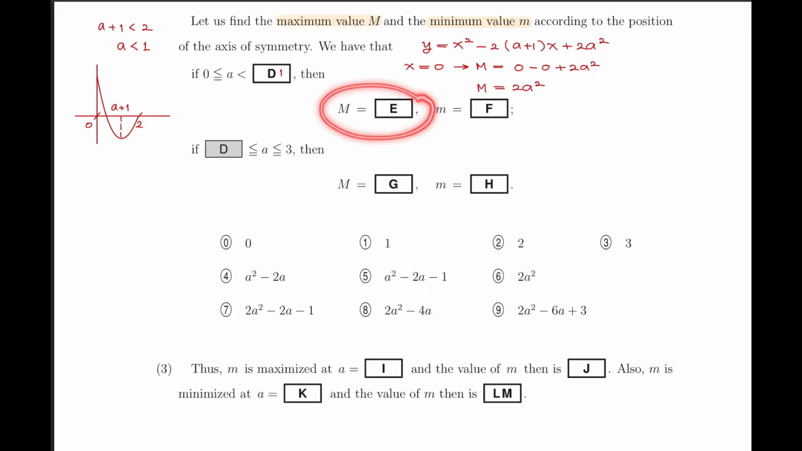This is the maximum value in my first case. 2A squared is on number 6. So letter E is 6.